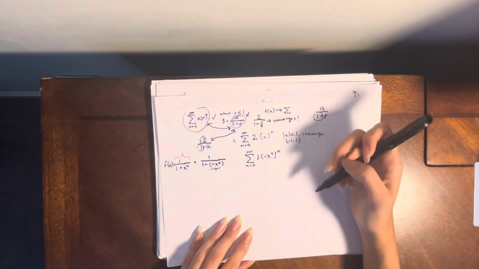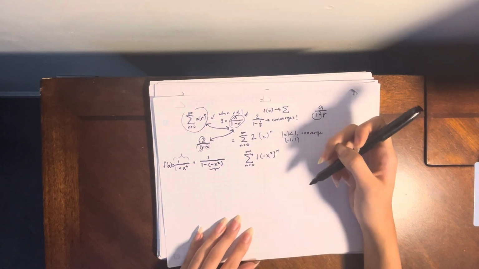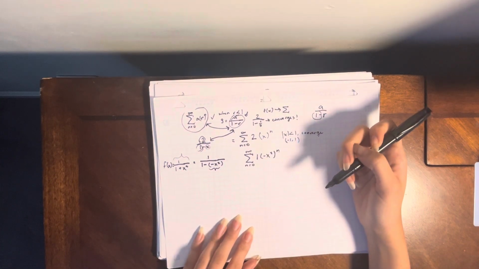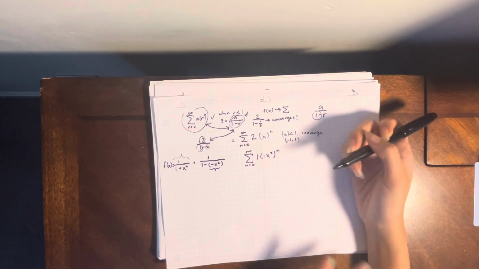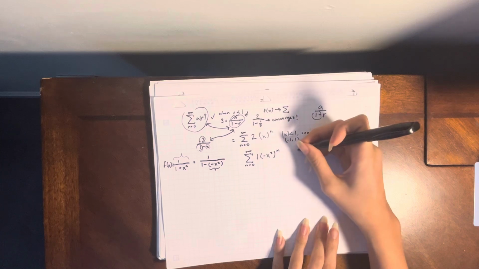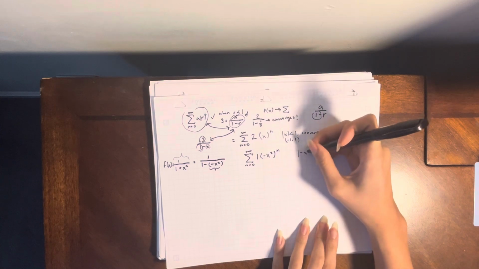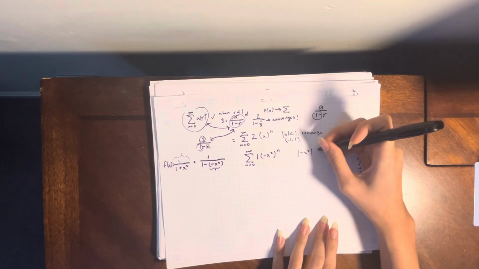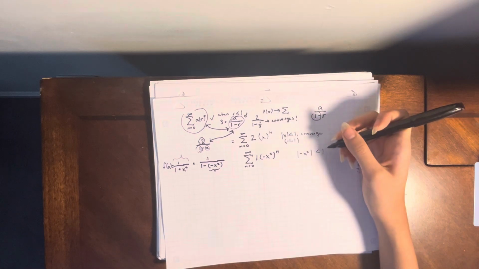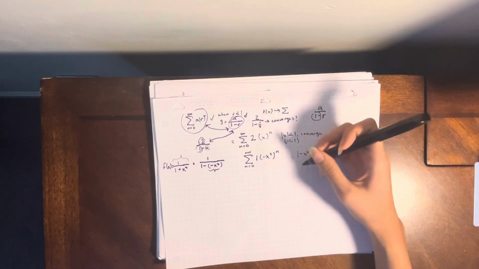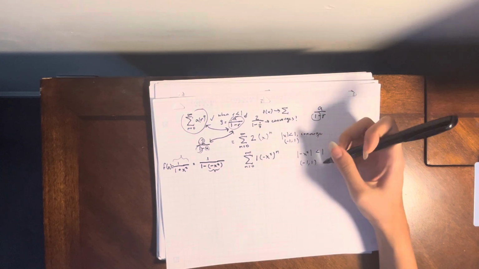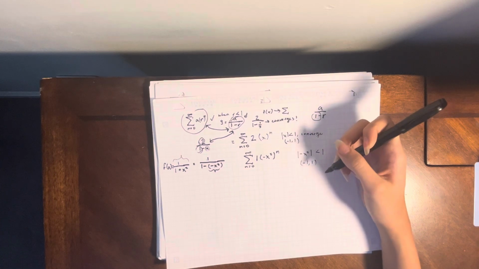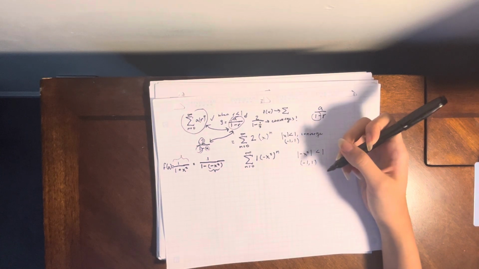Now let's find the interval of convergence. The interval of convergence is going to be whenever the absolute value of negative x squared is less than 1. And shocker, that's just going to be from -1 to 1.